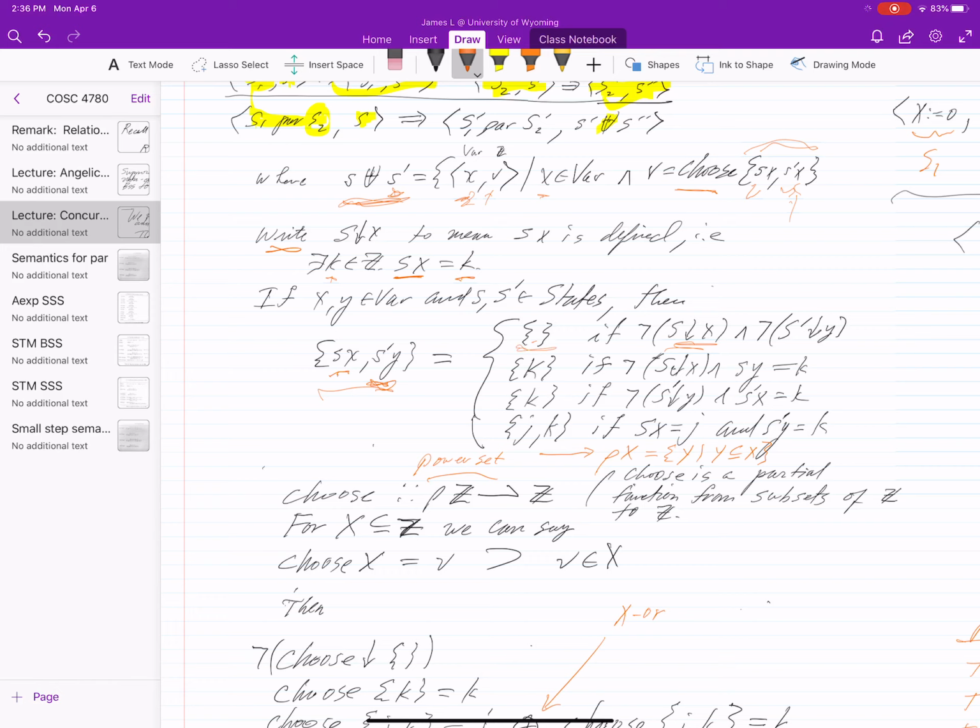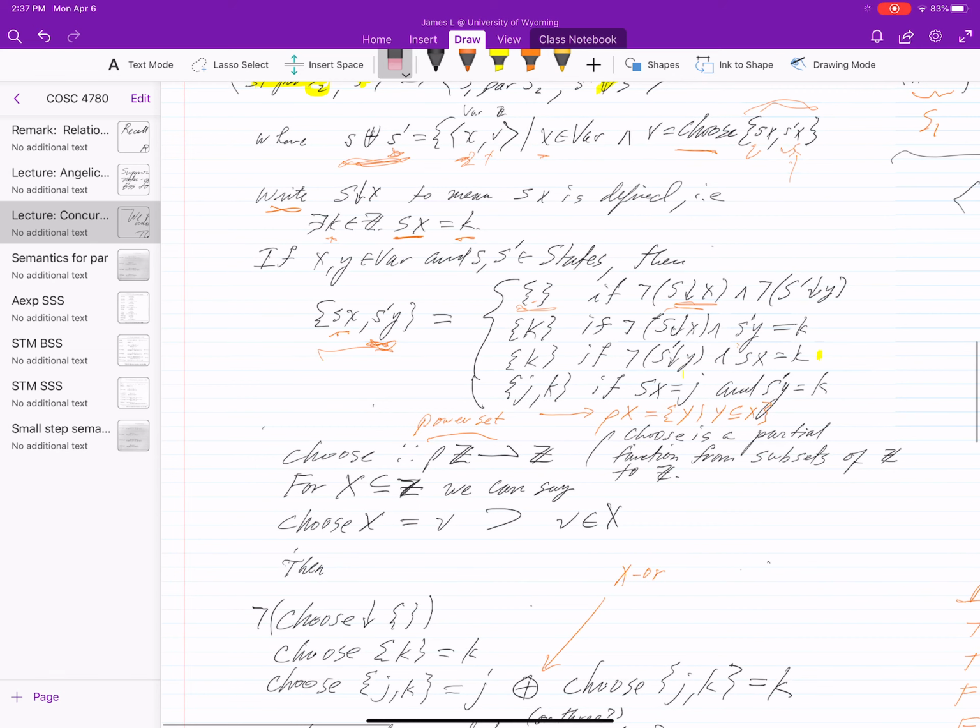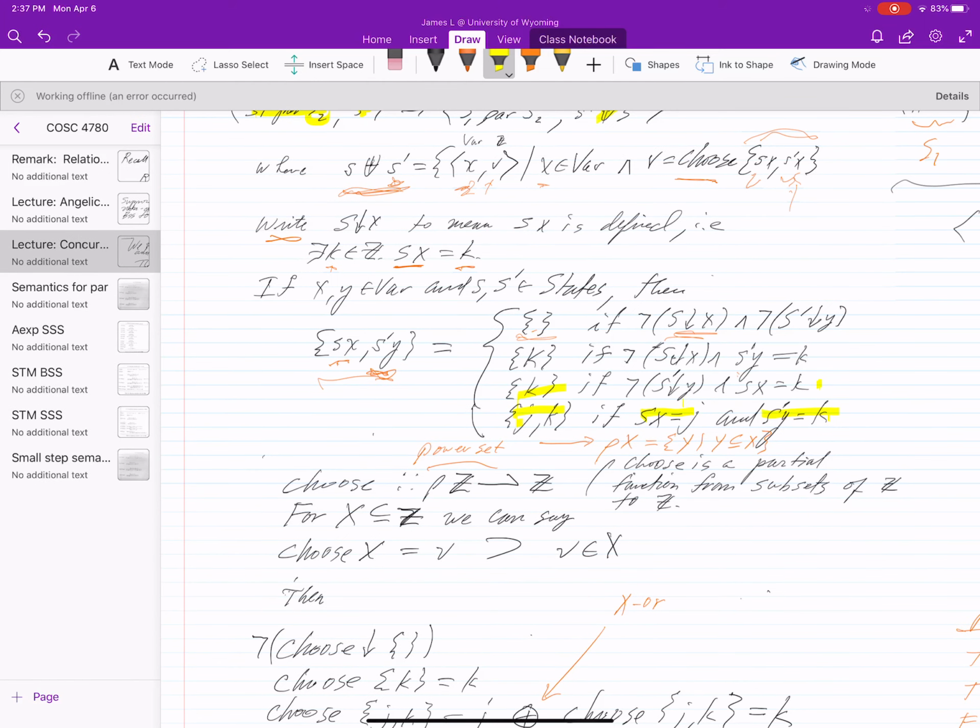If it's defined for one, let's say, S prime Y is equal to K, but S is not defined for X, then you just get back K. And if S prime is not defined for Y, but S is defined for X and is equal to K, then you get back K. And in the last case, if S applied to X equals J and S prime applied to Y is equal to K, you get both those things in there.